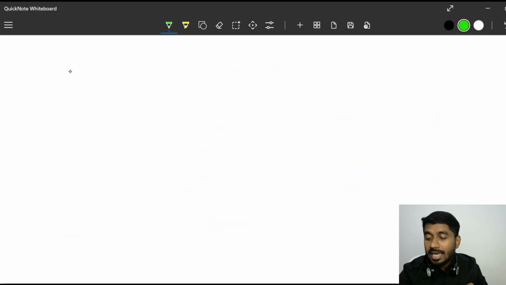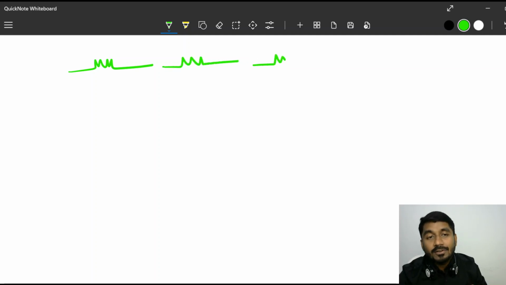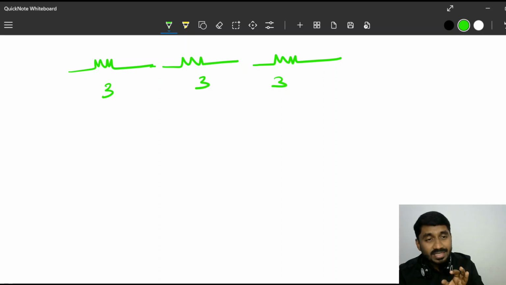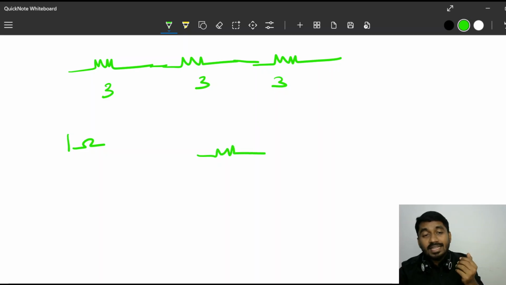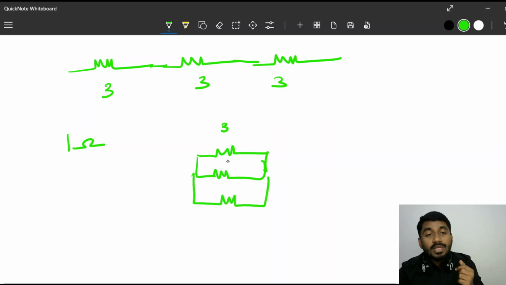Let's move on. I have three 3 ohm resistors. This is a board exam question. They are asking: I have three 3 ohm resistors, and I want to make a 9 ohm resistor. Very simple. Just connect in series. Clear? 3 plus 3 plus 3, 6 plus 3, 9 ohm. But I want to make a 1 ohm resistor. How? Connect these 3 resistors in parallel. You see this one? 1, 2 and 3. So this is 3 ohm, this is 3 ohm, this is also 3 ohm.